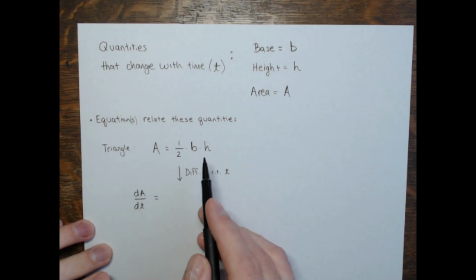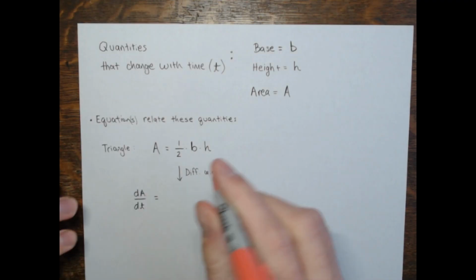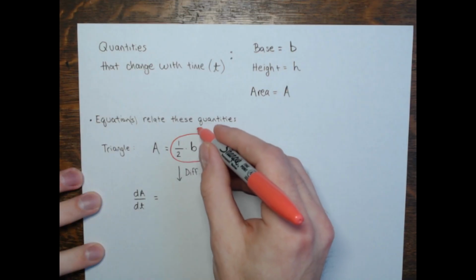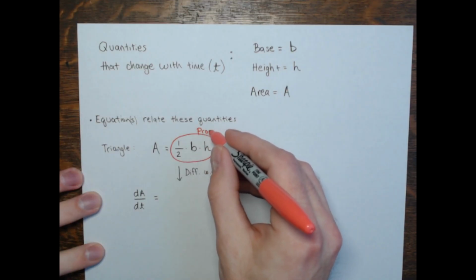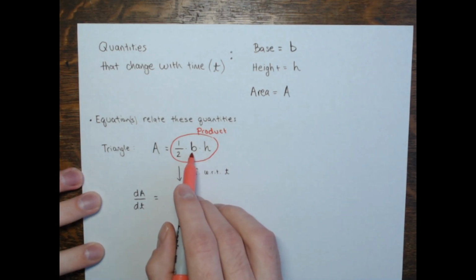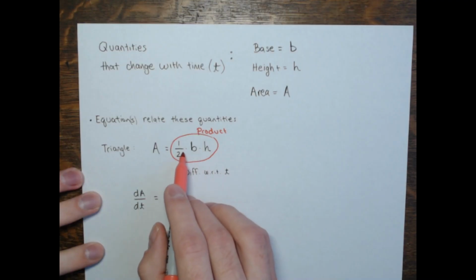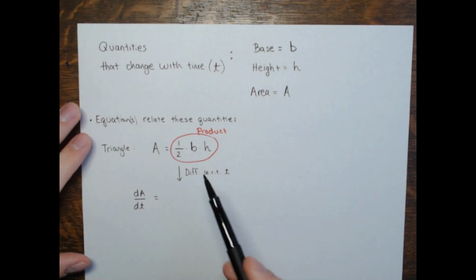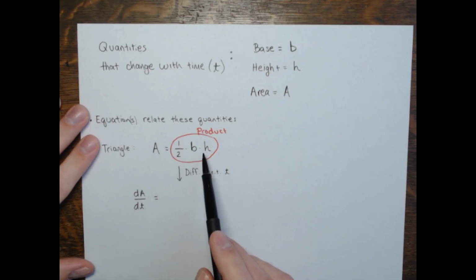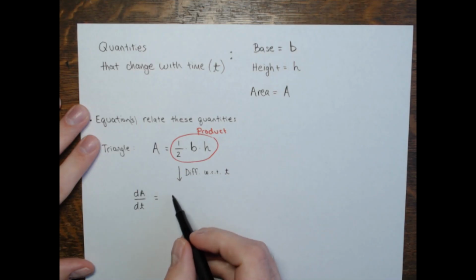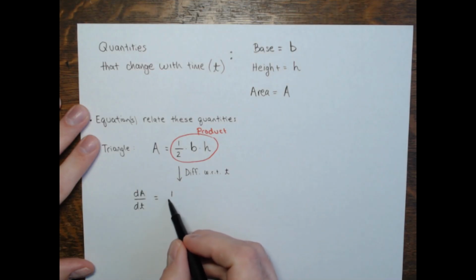Simple as that. Then over here on the right side, kind of like my rectangle problem earlier, this is a product of functions of t, right? The base is changing with time, the height is changing with time, so I have a product of expressions that are changing with time. So I'm going to go through the product rule. Now you could keep the half out if you want, which I might just do.